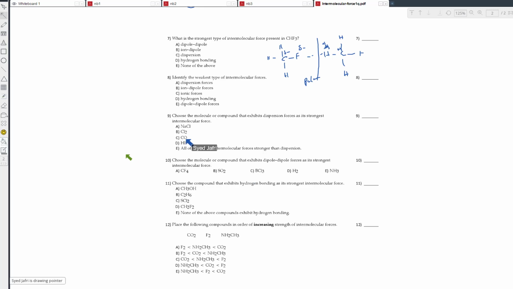The strongest force would be, in CO, let's see. Would it be dipole? You're right, because carbon is less electronegative than oxygen, so oxygen bears a slightly negative charge and the positive pole is carbon, so dipole. What about HF?